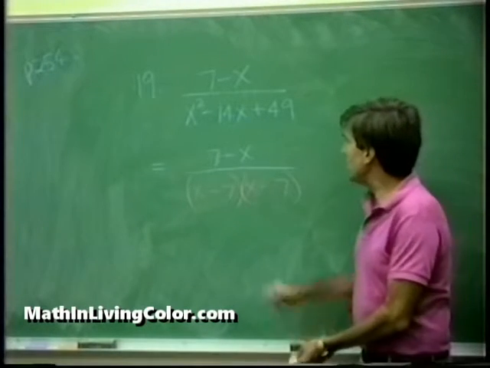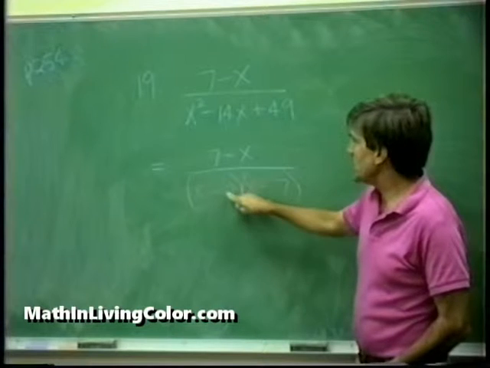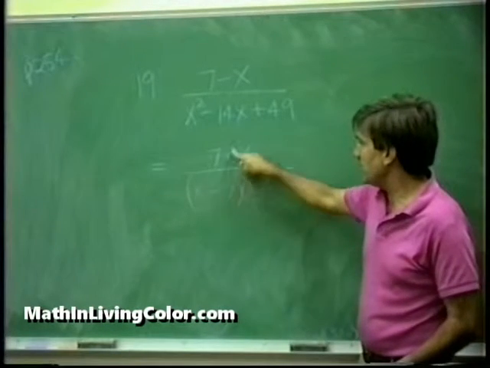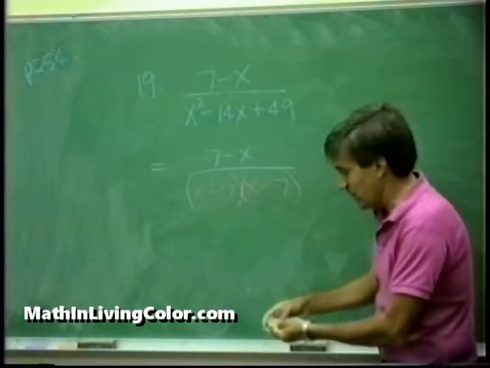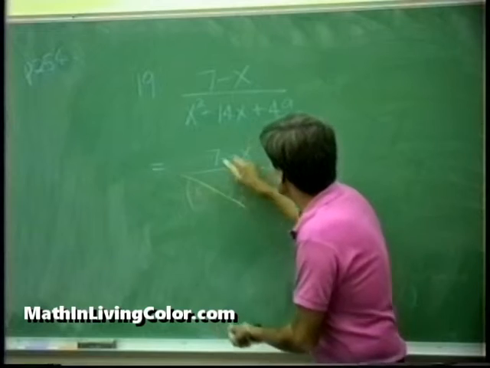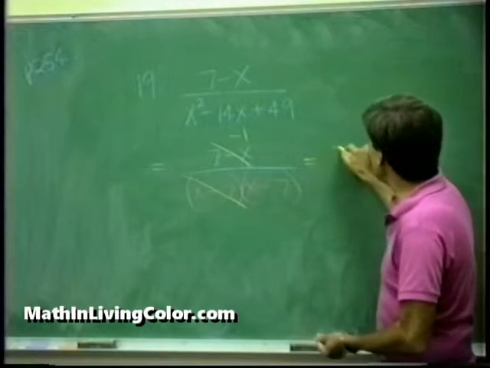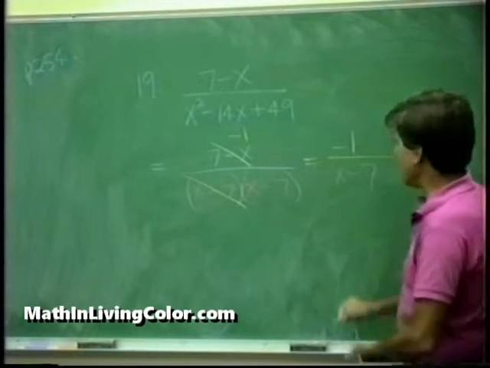What do you notice about this 7 minus x and this x minus 7? This is the opposite of that, isn't it? When you divide a number by its negative, what would it be? Negative 1, right? So I get an answer of negative 1 divided by x minus 7.